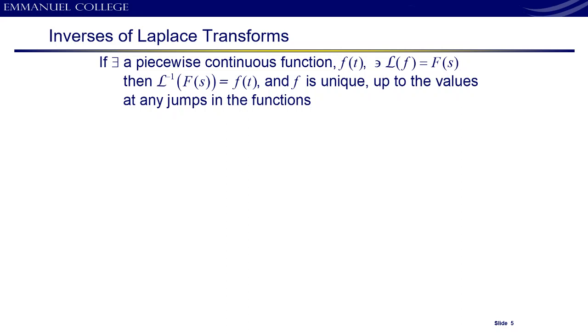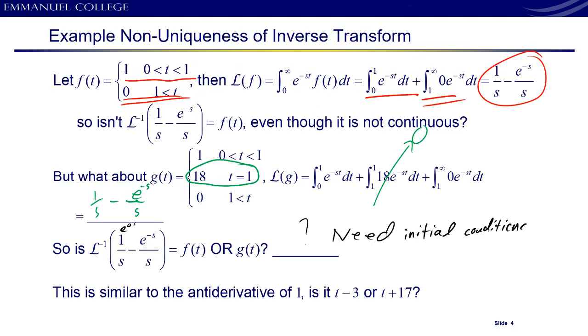So if there exists a piecewise continuous function f of t such that the Laplace transform is F of s, and f is unique, this is the key thing, up to the values at any jumps in the function. So this is why, anytime, you could technically go through here and say, well, I can make another one.